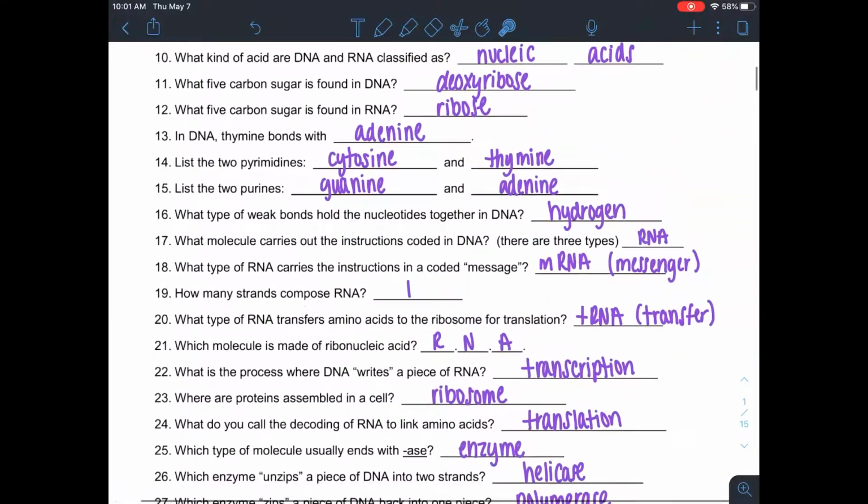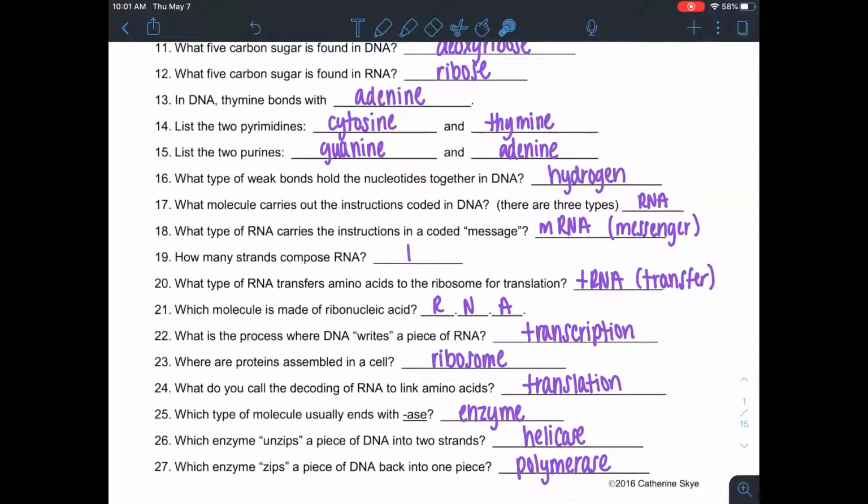For number 13 here, in DNA, thymine binds with adenine. Our memory trick for that one was apple tree. So we had chewing gum, apple tree. Those 4 nitrogen bases could get into 2 categories: the pyrimidines or the purines. The memory trick was that the pyrimidines had the Y, so cytosine and thymine, because they both have Y in them. Purines don't have that Y, so that would be the guanine and adenine.